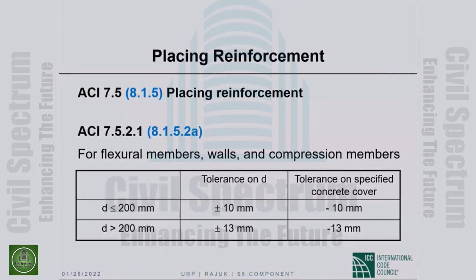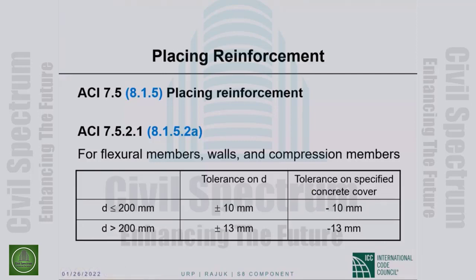Okay, so for flexural members, walls, and compression members, beams, columns, walls. The tolerance on effective depth, if effective depth is less than or equal to 200 millimeters, is plus or minus 10 millimeters. If effective depth is more than 200, it is plus or minus 13. Tolerance on the specified cover.